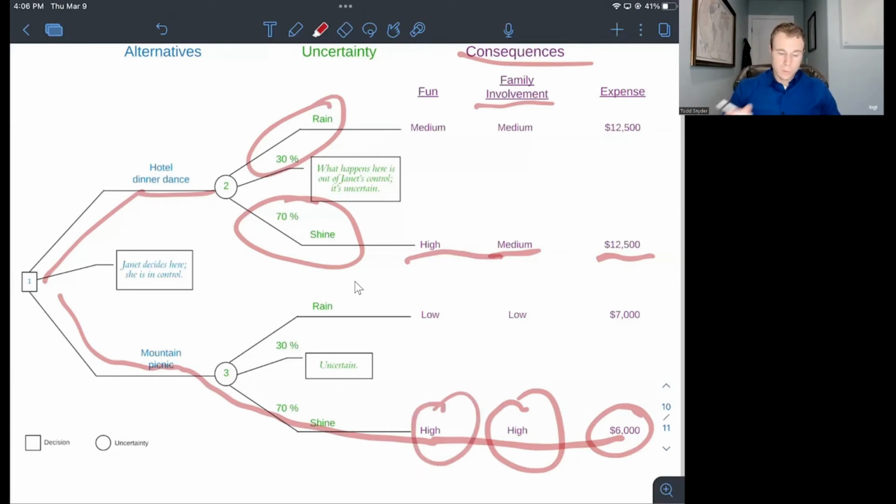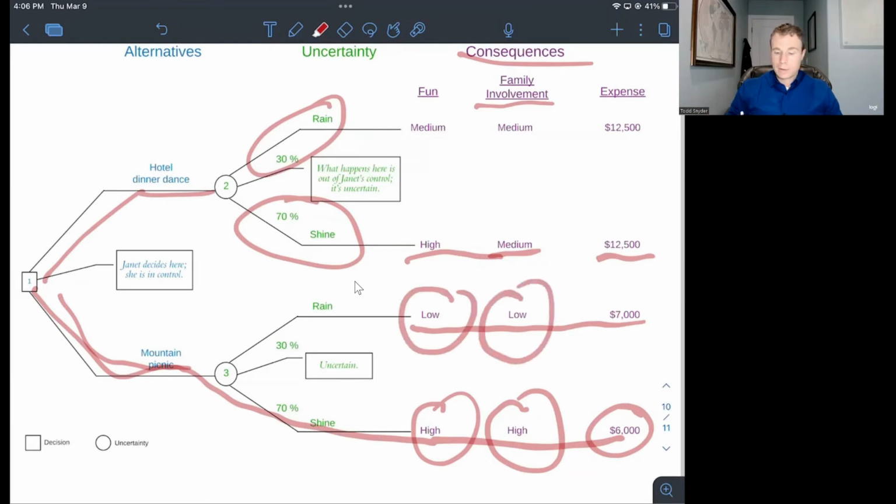So this is where it helps when you're unsure, when there's this uncertainty. It helps if you diagram it out like this, because then you know what the odds are. You know what you're dealing with if you decide to take a risk and choose the mountain picnic. And you have a plan in mind for how bad that would be. Would we be able to tolerate it if that happened? So for example, if it was to rain, the fun would be low, family involvement would be low, and the cost would be a little bit higher because she'd probably have to buy some tents or something at the last minute, right?